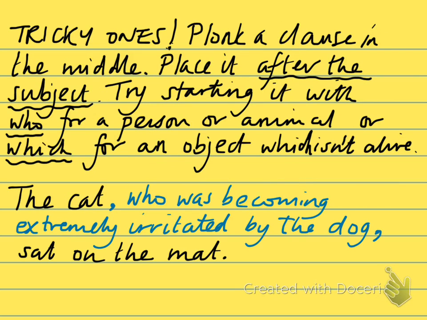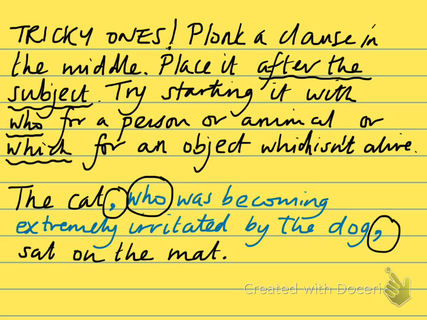The trickiest ones are where you plonk a clause in the middle. You place it after the subject. Try starting it with who for a person or an animal, or which for an object which isn't alive. The cat, who was becoming extremely irritated by the dog, sat on the mat. Here's our who, starting our clause, and then notice we've got a comma afterwards and a comma before.